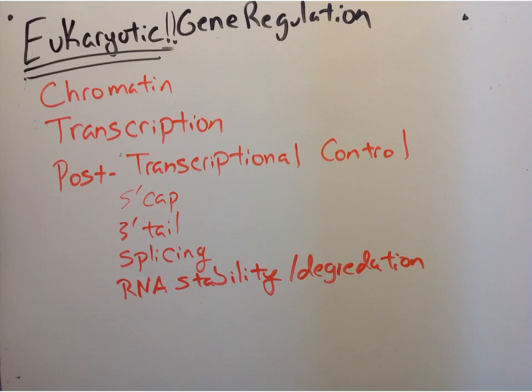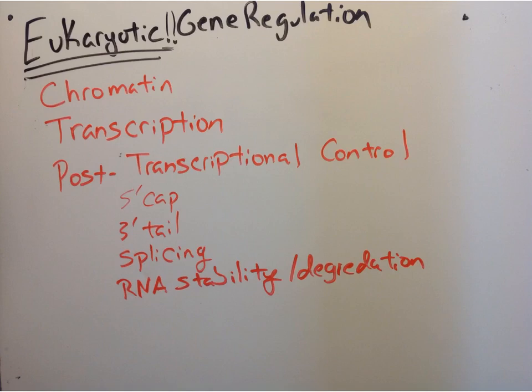Once the RNA is transcribed, that RNA itself can be modified. Anything that happens after transcription is considered post-transcriptional control. We already discussed adding a 5' cap, a 3' tail, and splicing by cutting out the introns and gluing together the exons. These steps help the mRNA leave the nucleus, stabilize the RNA so it lasts longer in the cytoplasm, and also allow the ribosome to attach so that translation can occur.